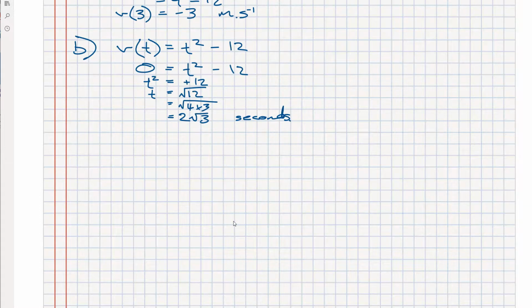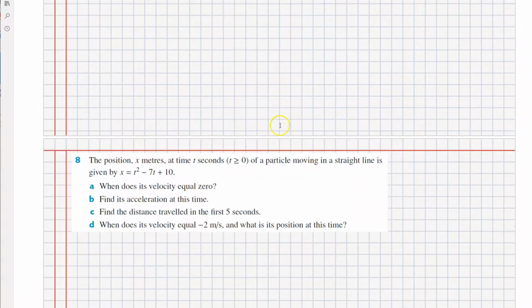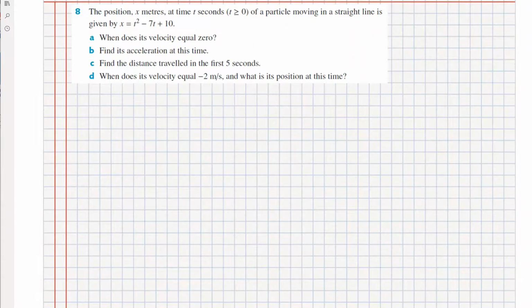Right, so the velocity is equal to 0 at 2 root 3 seconds, or you can throw that in your calculator and simply write it out as a decimal. If you put in that value there, if you stop there, that would be adequate. If you went down to here, that would also be adequate. And if you did something like, I can't remember off the top of my head because I don't have a calculator, but if you did x point blah blah blah, then that's also fine. Alright, so moving down, question 8.